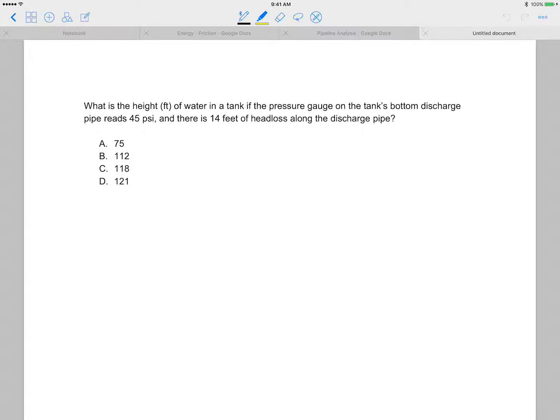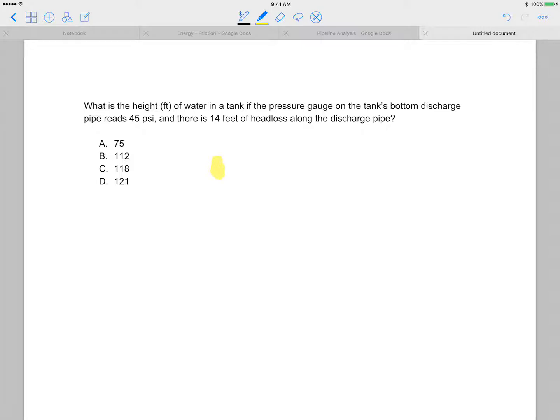What is the height in feet of water in a tank if the pressure gauge on the tank's bottom discharge pipe reads 45 psi and there is 14 foot of head loss along the discharge pipe? Well, this one, you don't really have to think about this too much.